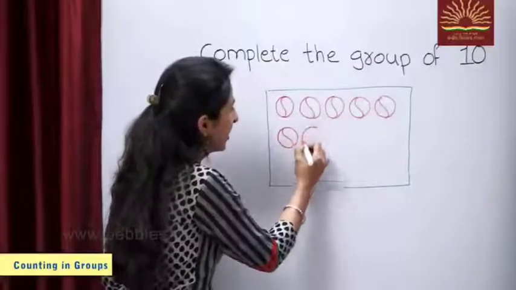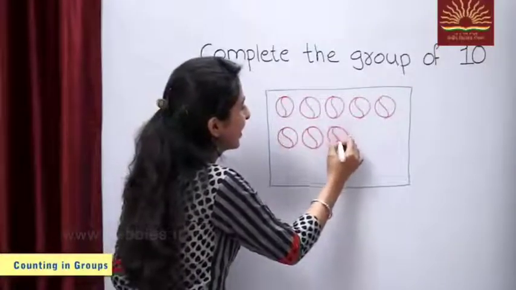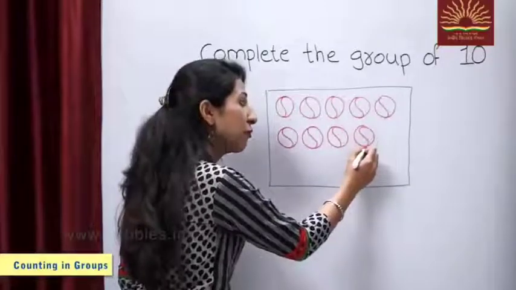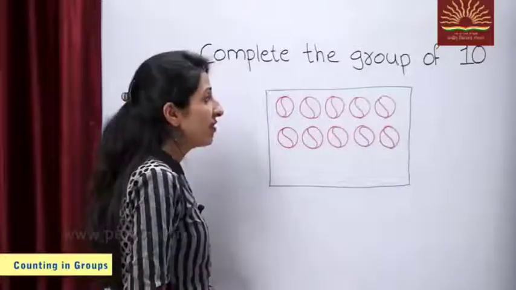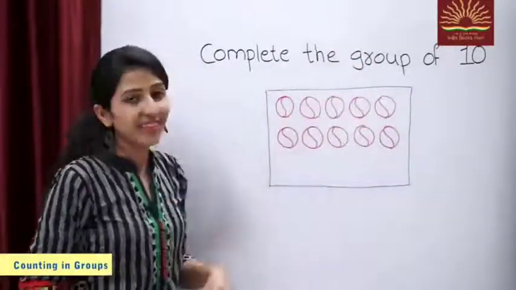1, 2, 3, 4 and 5. So the group of 10 is complete.